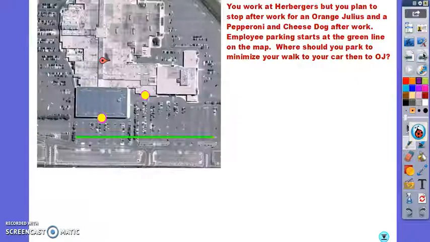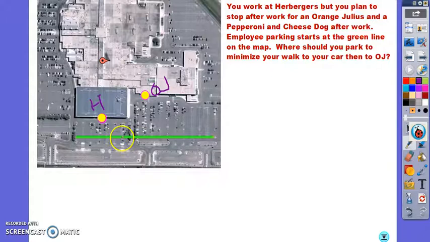Fantastic. Working at the mall. Here's Herberger's. Here's Orange Julius. Employees have to park far enough back in the parking lot so they don't take up important customer spaces. So there's this line where they're allowed to park behind this line. If you're lazy, you're going to park right on that line. If I want to park really close to Herberger's, I'd park right here. If I want to park as close to Orange Julius as I could, I might park right here.